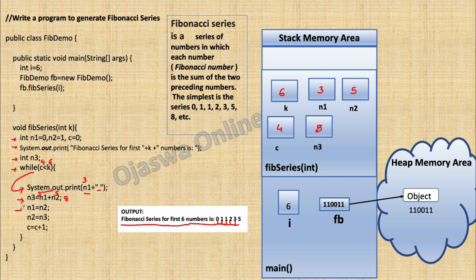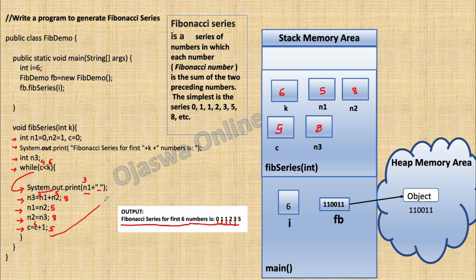The next statement is executed. n1 equal to n2. Value of n2 is 5. Now the updated value of n1 becomes 5. Next statement is executed. n2 equal to n3, that is 8. Now the updated value of n2 is 8 and the counter is incremented. c equal to c plus 1. The value of c is 4 plus 1 equal to 5. Hence value of c is updated to 5.